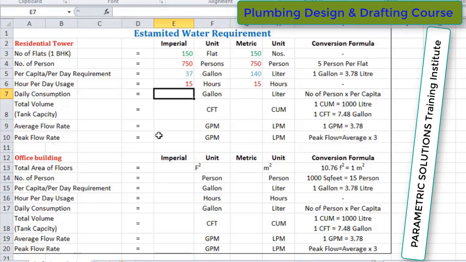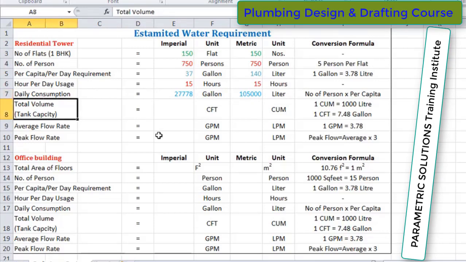So I will easily calculate the daily consumption by per capita per day into number of persons. So that will be the number of persons, 750, multiplied by the per capita per day requirement of water. So that will be 27,778 gallon. The same formula I will mention here, that will be 750 persons multiplied by 140 liter. So that will be 105,000 liter, and this is the daily consumption of water in the residential tower.